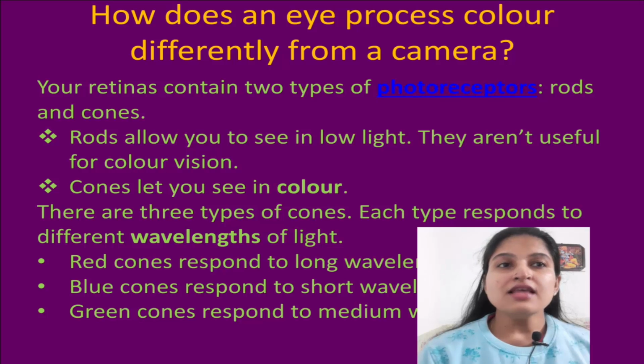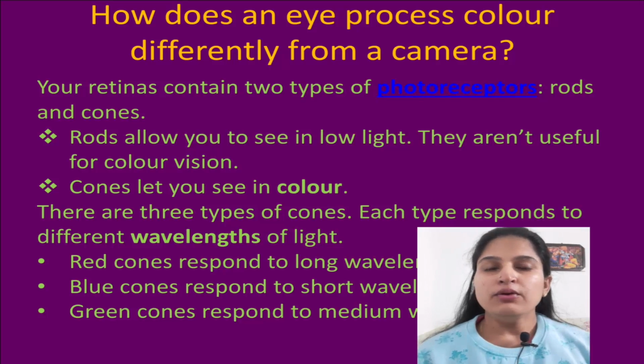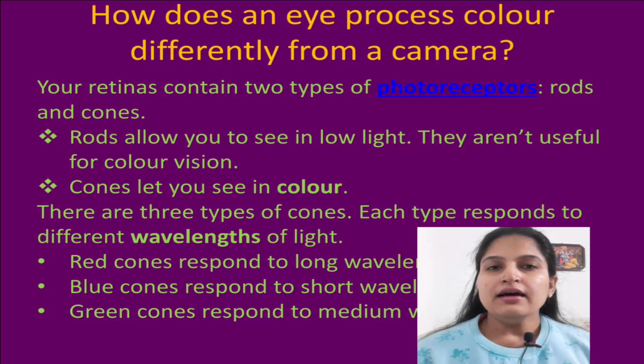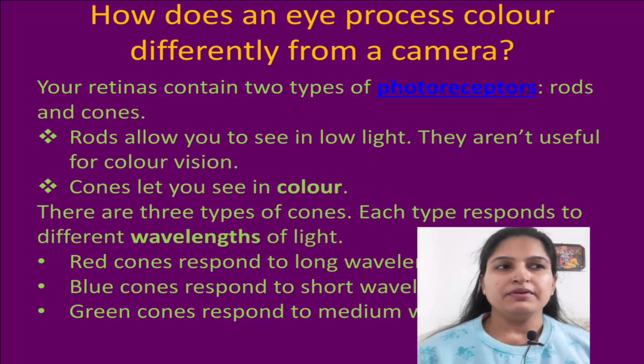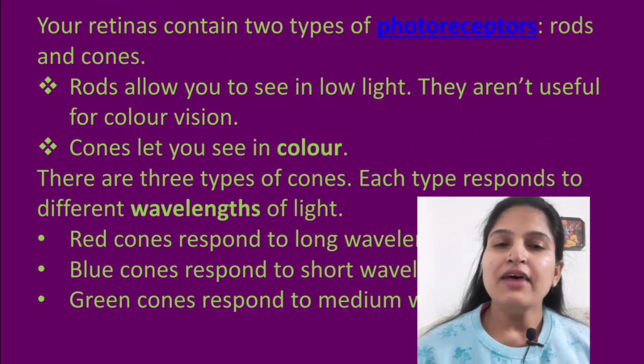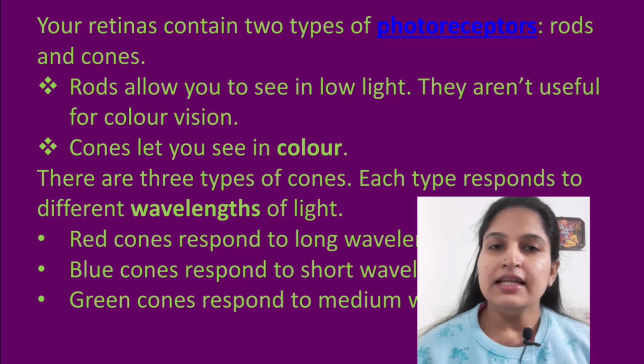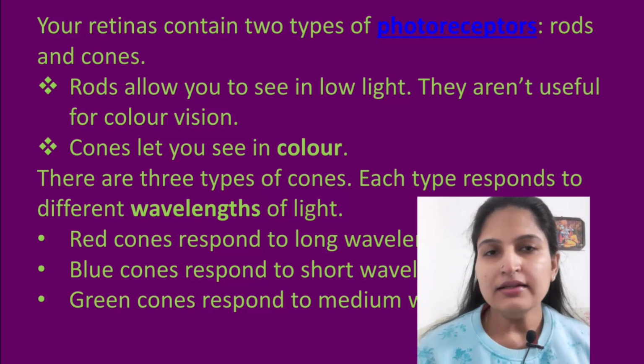Now we will discuss how an eye processes color differently from a camera. We know that a camera and an eye both process color, but the mechanism behind them is different. Your retinas contain two types of photoreceptors, rods and cones. As I have discussed earlier, in our eyes the image is formed at the retina.